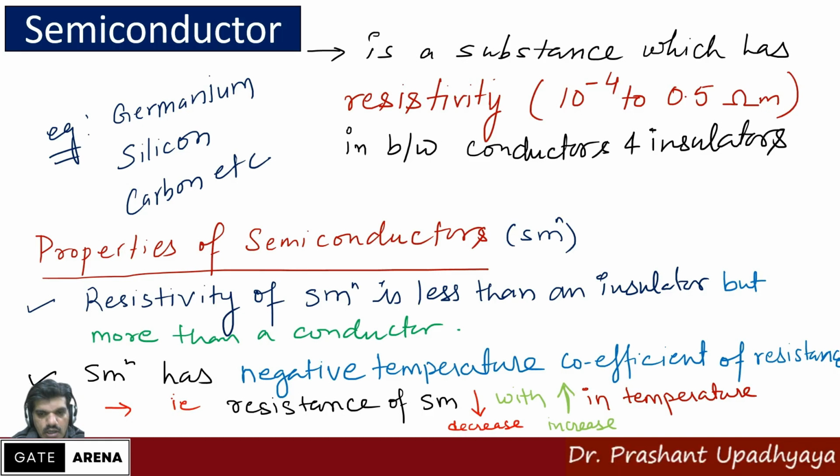Here, what we are trying to say is, let's take an example: germanium is actually an insulator at low temperature, but it becomes a good conductor at high temperature. So we can take the example of germanium.